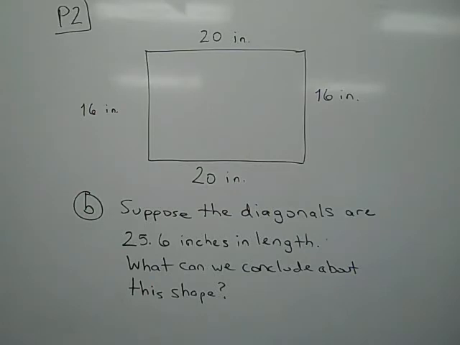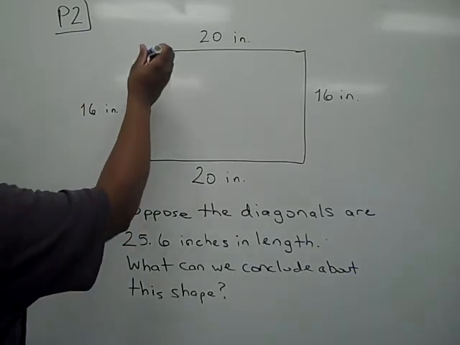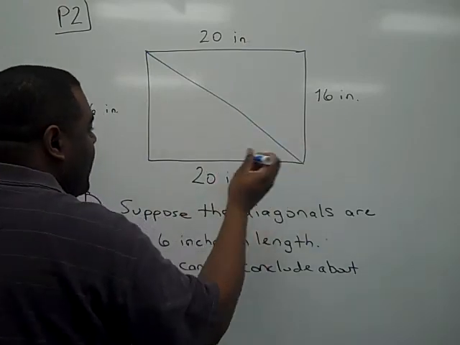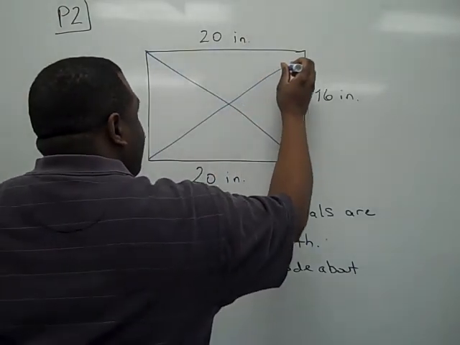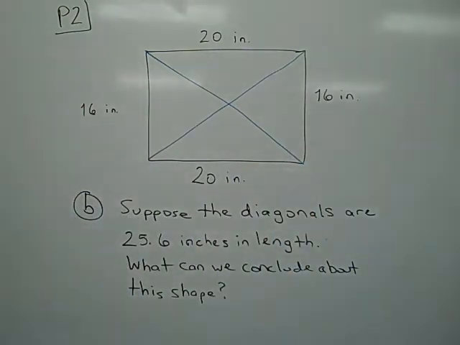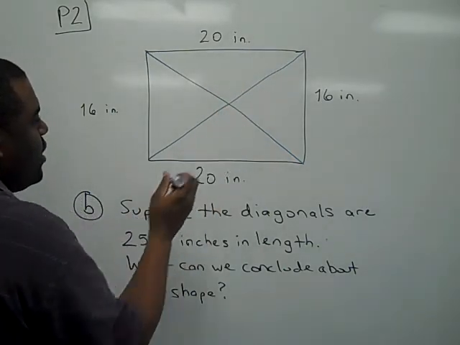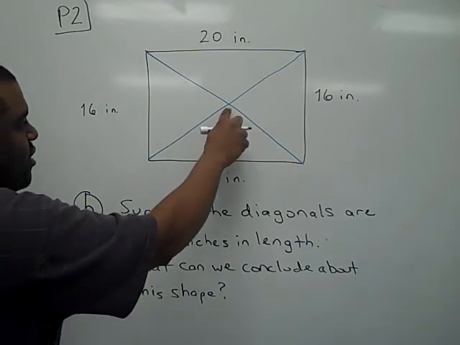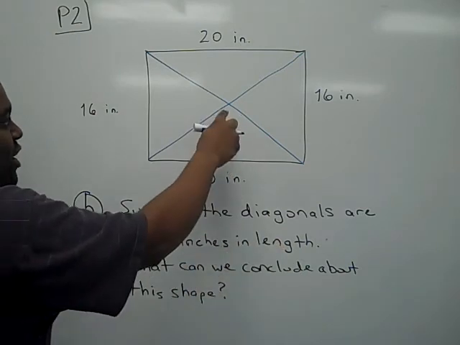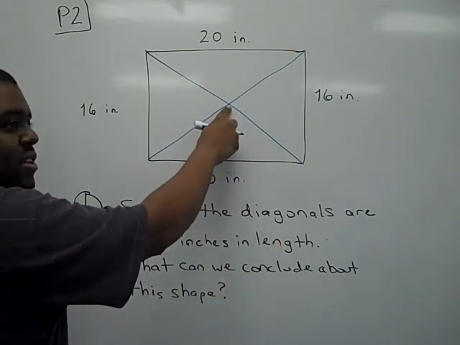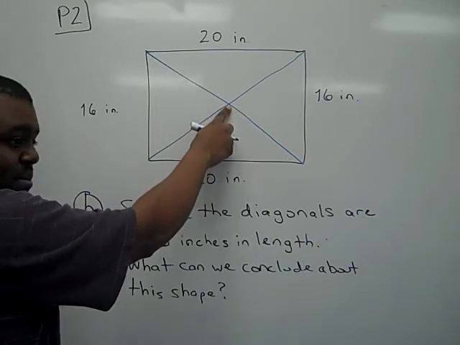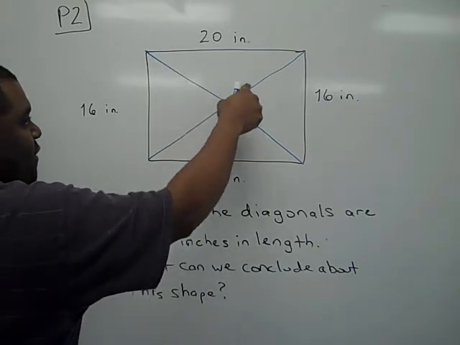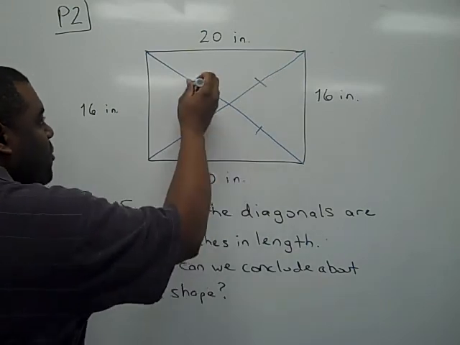Well, first thing we should do, of course, is draw the diagonals. So we're going to draw the diagonals going from here to here and from here to here. We're going to say that the diagonals are 25.6 inches. Now, because we're assuming it's a parallelogram, we know that when these diagonals meet, they actually bisect. So we know that this part, this part, this part, and this part are all equal.